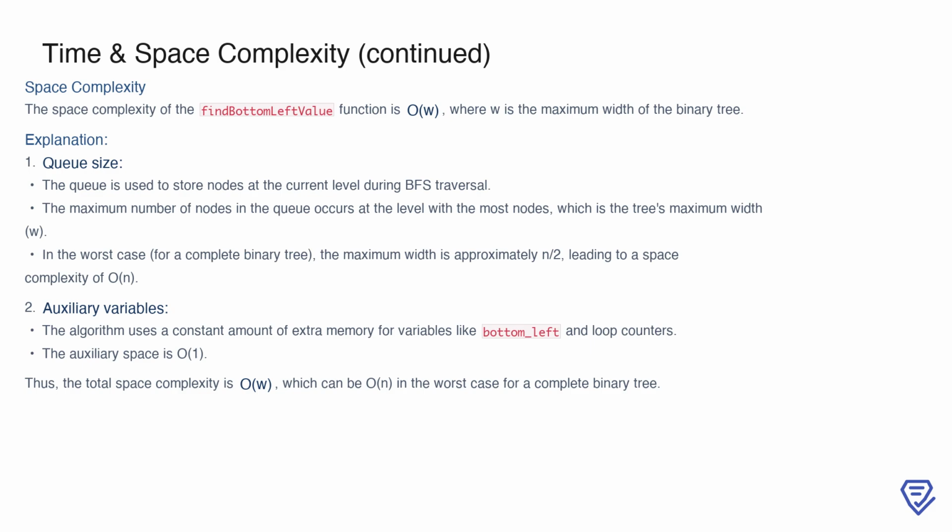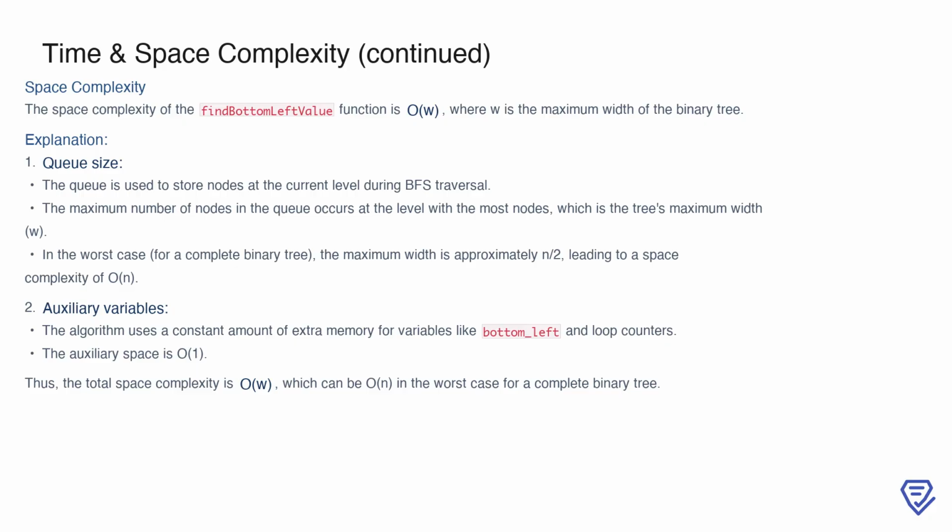Beyond the queue, the algorithm only uses a constant amount of additional memory for variables like bottom_left and loop counters, which means the auxiliary space is O(1). Therefore, the overall space complexity is dominated by the queue size, making it O(w).